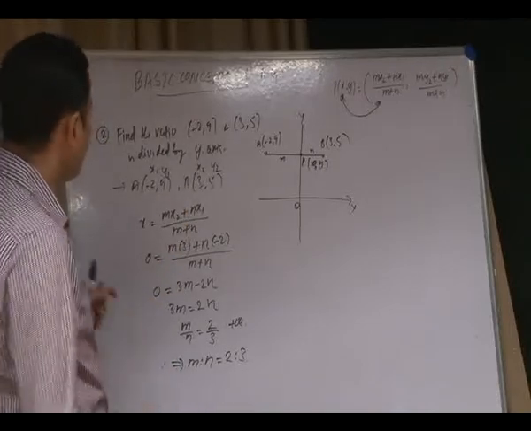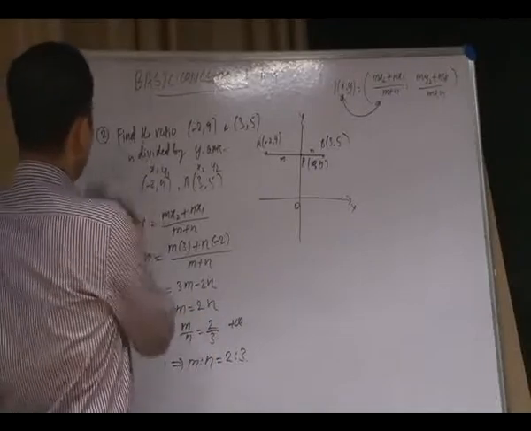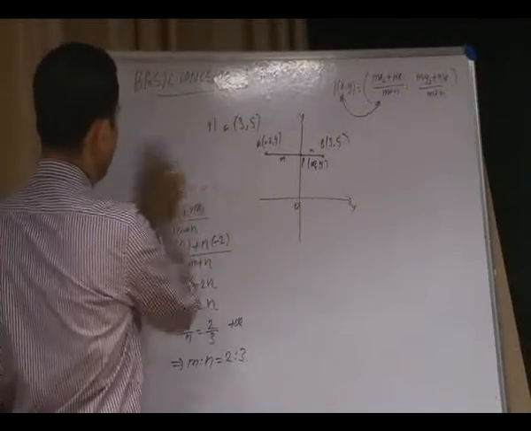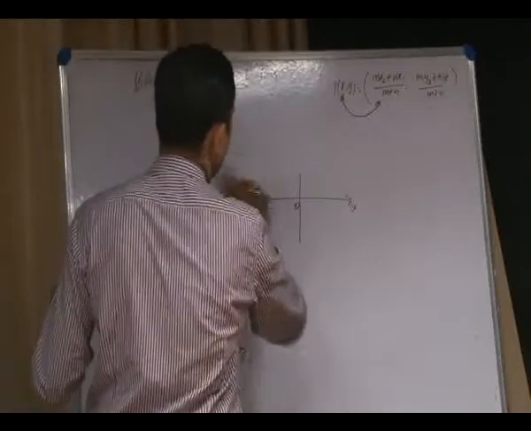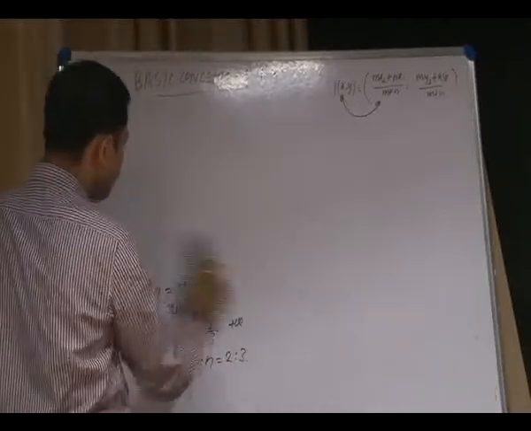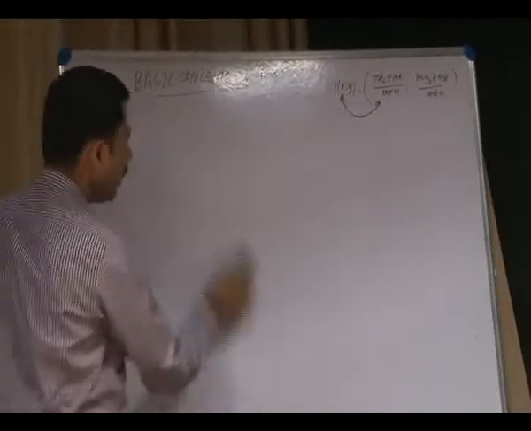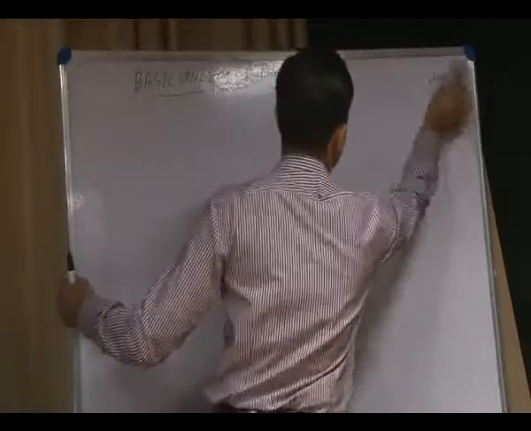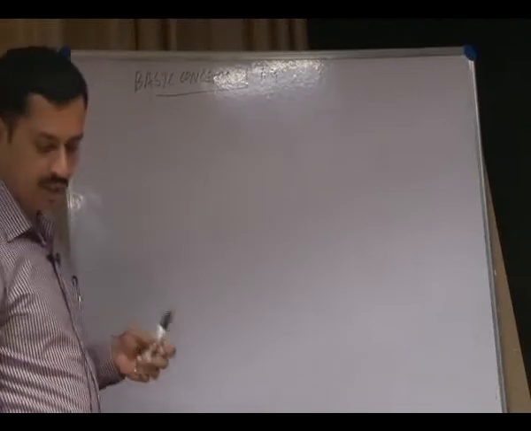So, this is another problem. After this, I will consider some more examples on the midpoint formula, centroid of a triangle and area of a triangle. The corresponding relations I have given in the last class only.